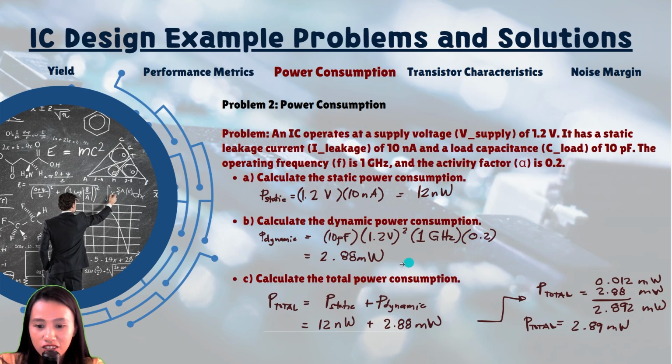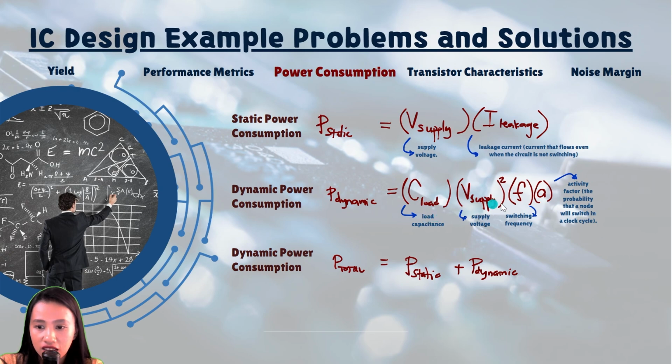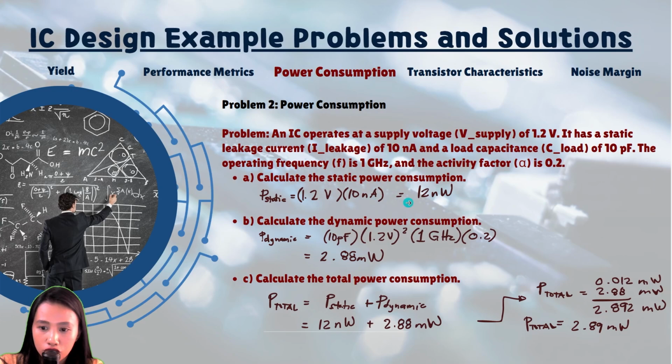Okay, so for the power consumption, we have the problem: an IC operates at a certain voltage of 1.2 volts, that is our voltage supply. It has a static leakage current or I leakage of 10 nanoamperes and a load capacitance of 10 picofarad. The operating frequency is 1 gigahertz and the activity factor is 0.2. So we can calculate with the given information our static power, which is voltage supply times leakage only. So voltage supply and leakage, it is 12 nanowatts.